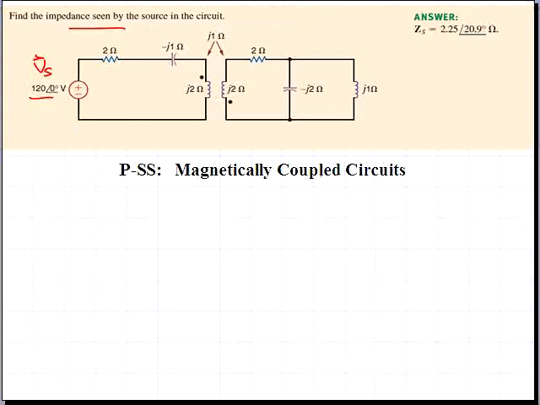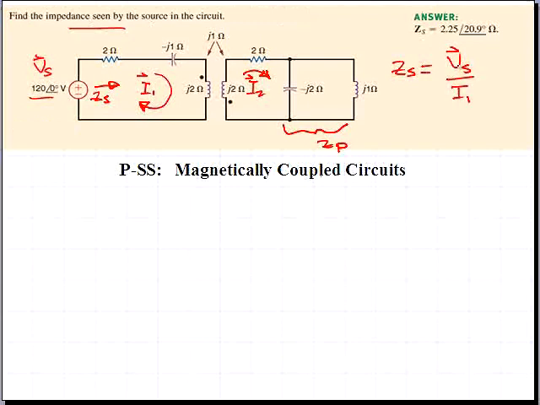And let's first label some quantities on the circuit. This will be the impedance Z sub S, which we're seeking. Let's label two loop currents, I1 and I2, and this parallel impedance we'll refer to as Z sub P. Then the approach that we'll use is that this Z sub S impedance which we're seeking is equal to the source voltage V sub S divided by that I1 mesh current.